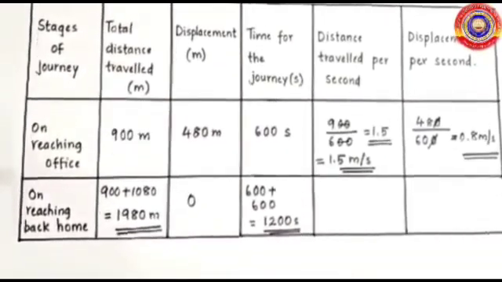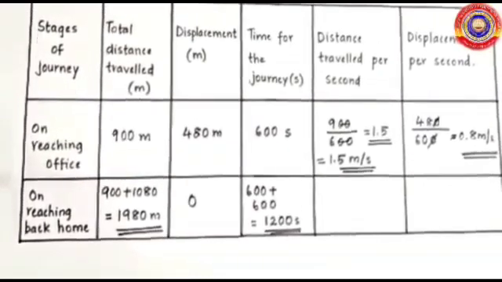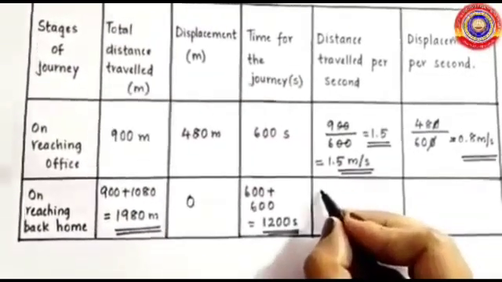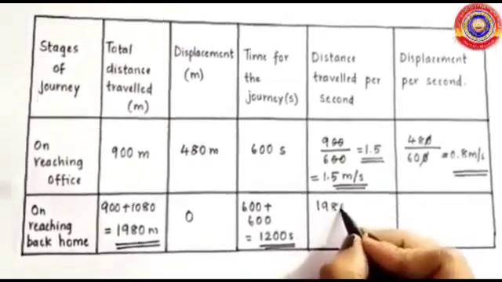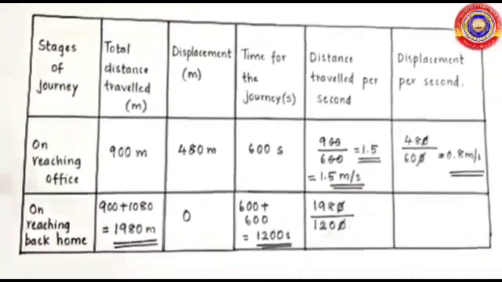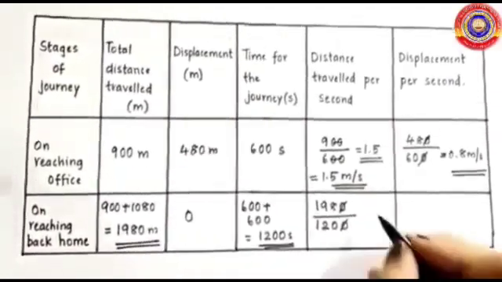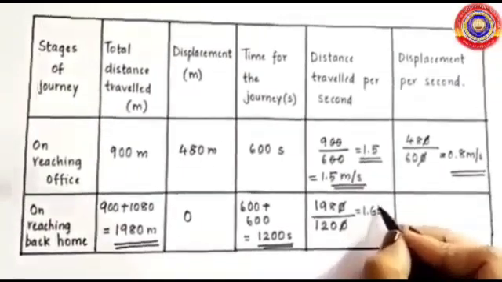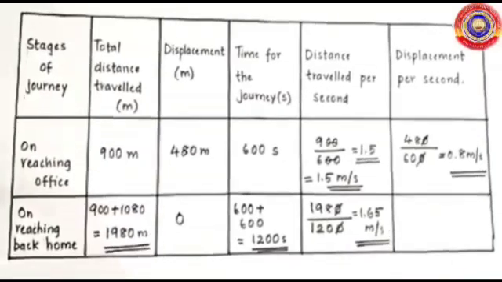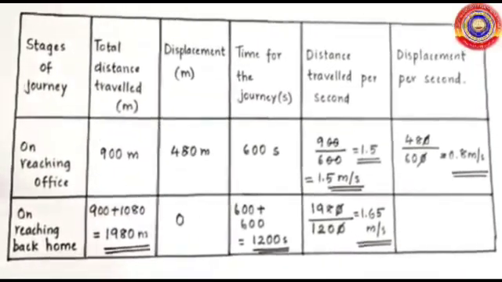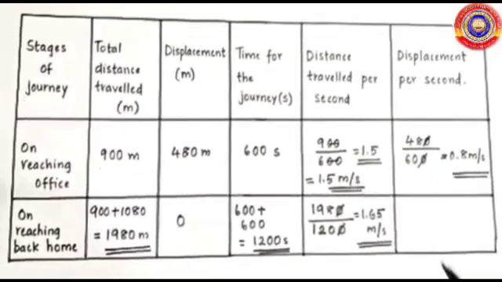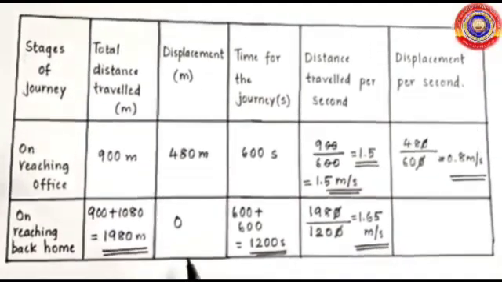For traveling 1980 meter, he takes 1200 seconds. Then the distance travelled per second is 1980 divided by 1200, that is equal to 1.65 meter per second. This means in 1 second he travels 1.65 meter. Next is the displacement per unit time. Here the displacement is 0. While we consider the entire journey, the displacement per unit time is 0.